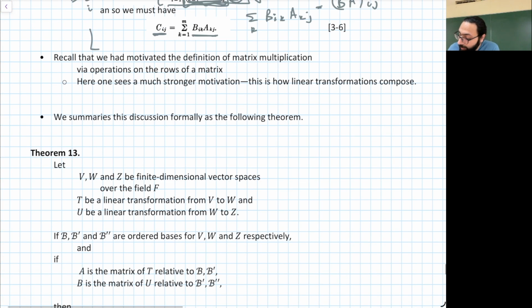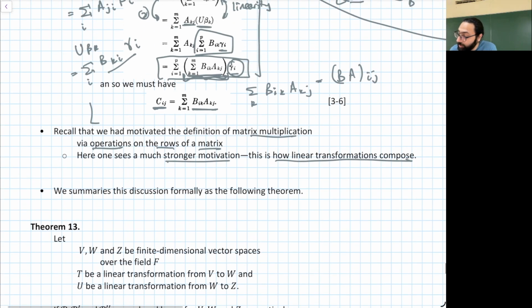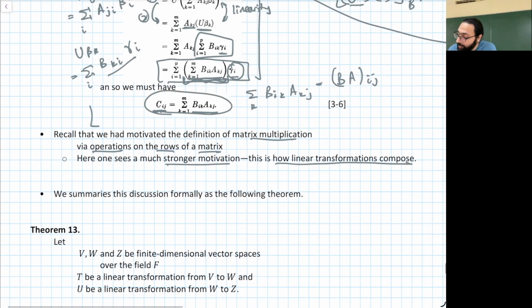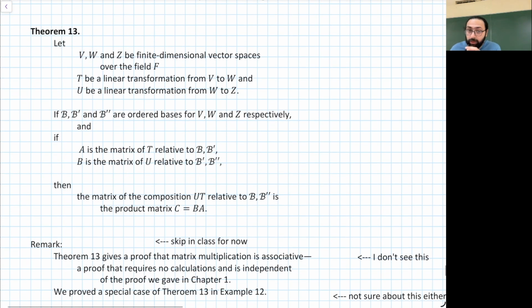So recall that we had motivated the definition of matrix multiplication using operators on rows and columns of a matrix. Now you see a much stronger motivation because it shows you how linear transformations compose, right? This is how we had defined matrix multiplication, but that was when we were studying row operations, in a very different context. Now it is showing you that this is actually very interesting because it shows you how linear operators compose. Okay, does that sound good? So let's continue then.